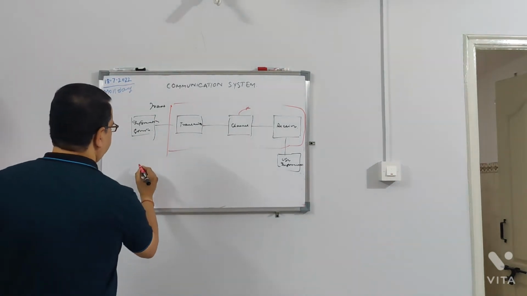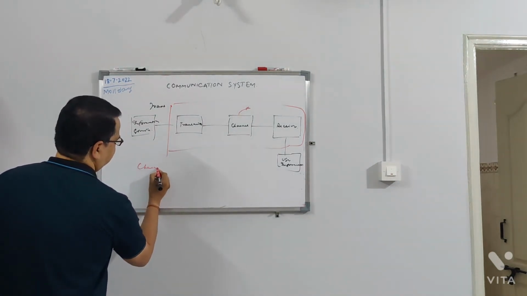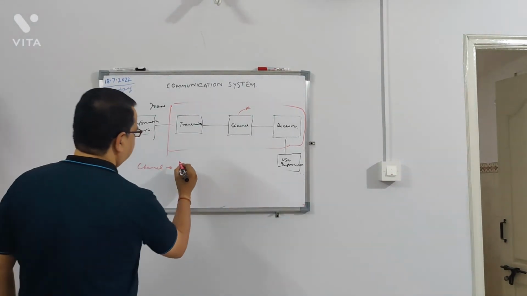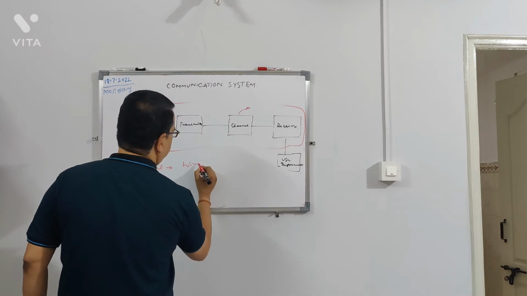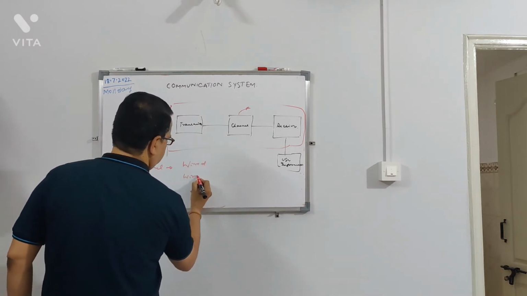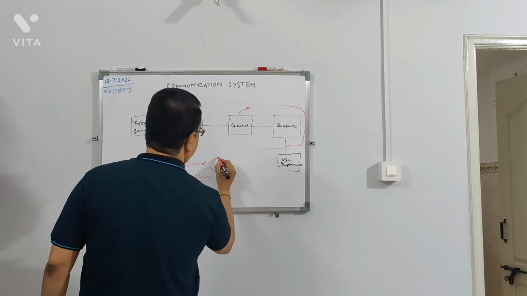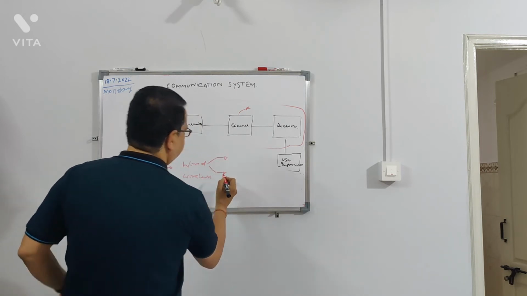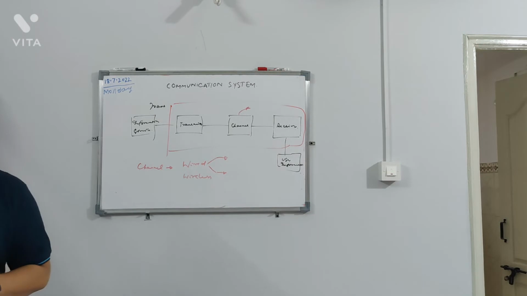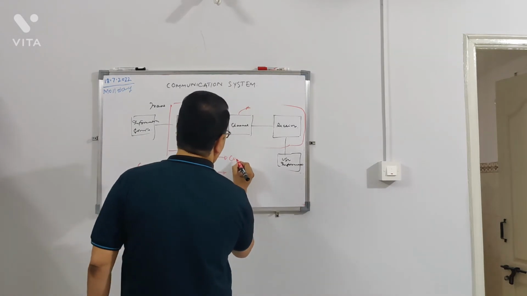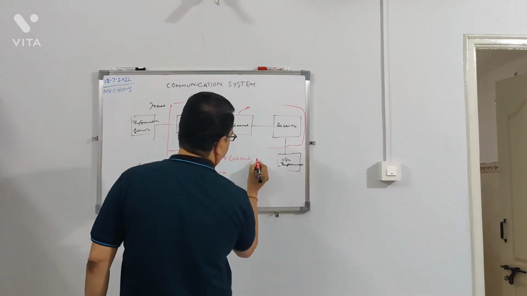So what are those channels? Those channels can be either wired or wireless. In wired, there are various wired media. One is your coaxial cable.